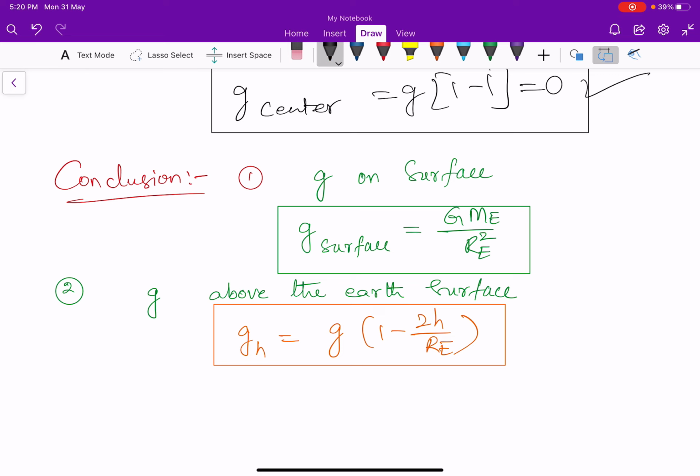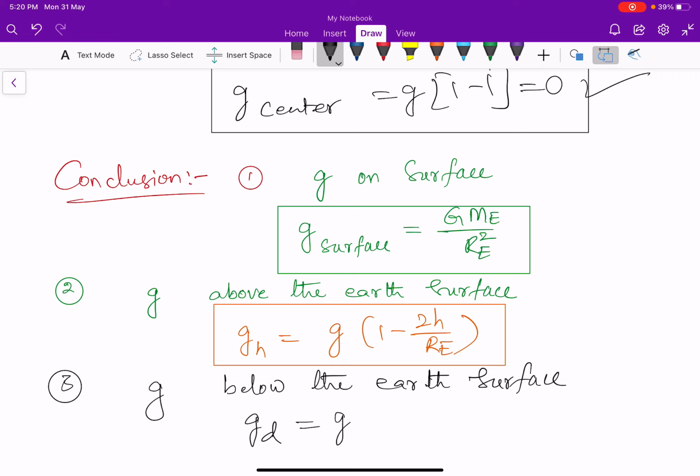Okay. And now the third conclusion is nothing but g value below the Earth surface. The formula that we have gotten is g into 1 minus D by Re. Where Re is nothing but radius of Earth, D is nothing but depth below the surface of Earth, H is nothing but height above the surface of Earth.